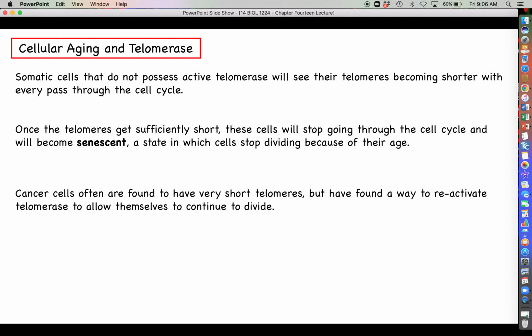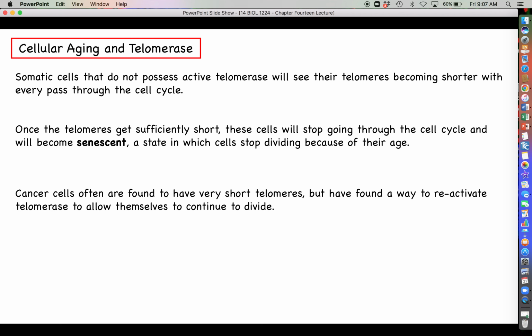So telomere shortening is thought to be a major mechanism by which people kind of start feeling the process of aging in their 70s and 80s. Basically, the idea is that these people have been alive for so long that their cells have gone through the cell cycle so much that the telomeres have just gotten so short that they can't really do it anymore.